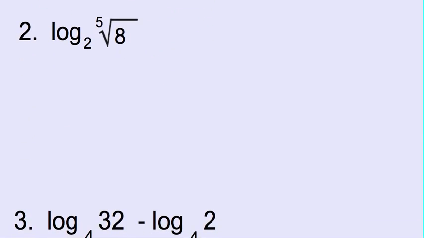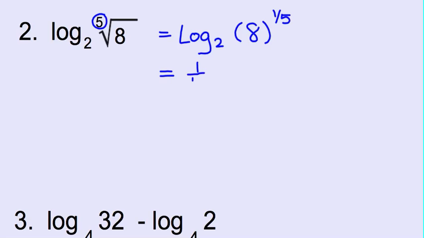Second example. Now we have a logarithm base 2. So I'm going to first rewrite this radical as a power. So I say logarithm base 2 of 8, and I'm going to change that radical to a fractional exponent, 8 to the 1/5 power. Then I'm going to use the property where I can move that 1/5 power down in front. So now I have 1/5 times a logarithm base 2 of 8.